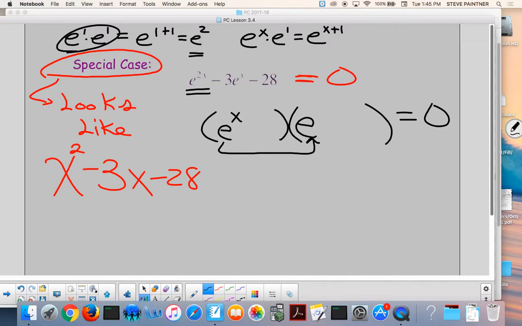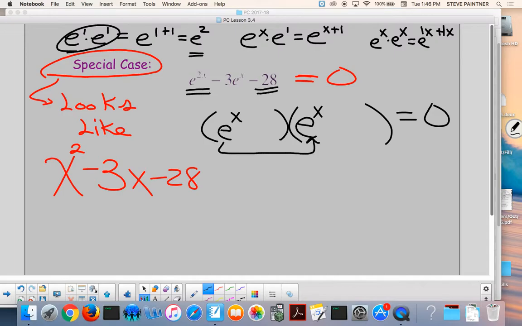E to the x times e to the x is e to the x plus x. That's 1x plus 1x. What's that mean? 2x. We got it. There it is. That is the hardest part of the problem. E to the x times e to the x is e to the 2x. Now the other part is pretty simple.